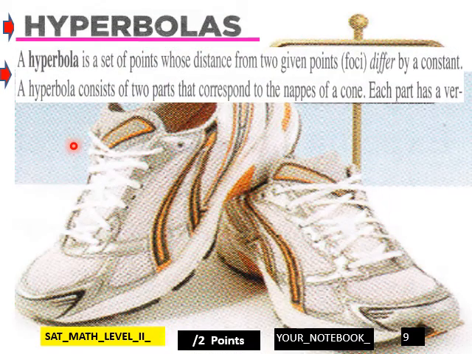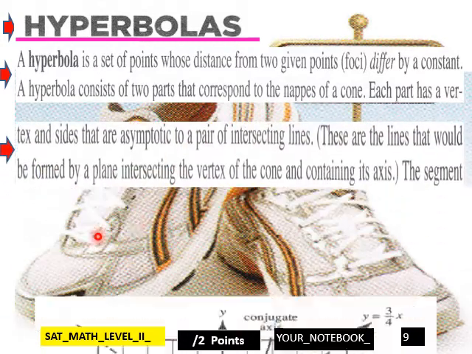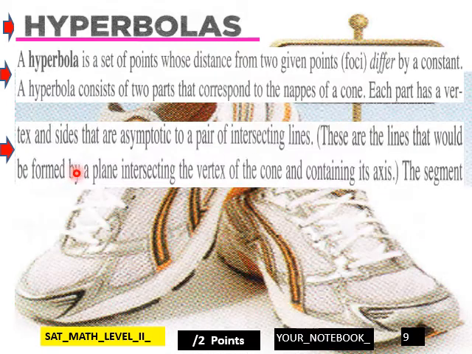Hyperbolas. A hyperbola is a set of points whose distances from two given points, the foci, differ by a constant. A hyperbola consists of two parts that correspond to the nappes of a cone. Each part has a vertex and sides that are asymptotic to a pair of intersecting lines.